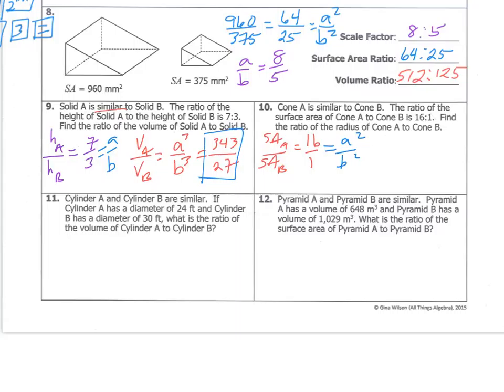Radius, length, width, height, perimeter, circumference, all of those are linear measurements. So if I can reduce this to A to B, I will have my answer. So if 16 is A squared, what's A? 4. And if B squared is 1, what's B? 1. So there's your solution. It's that easy. The ratio of the radii of cone A to cone B is going to be 4 to 1.